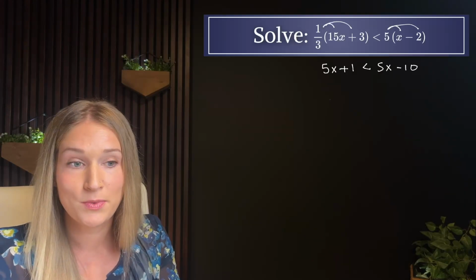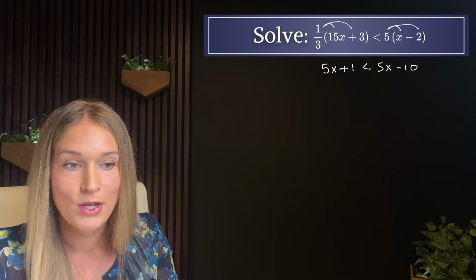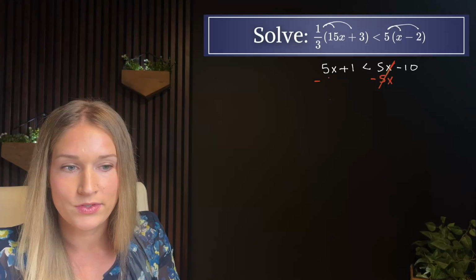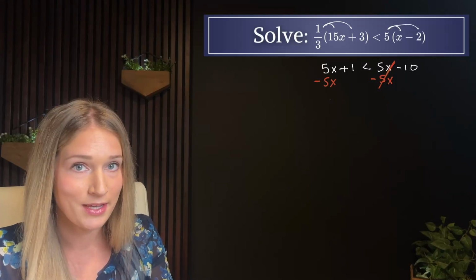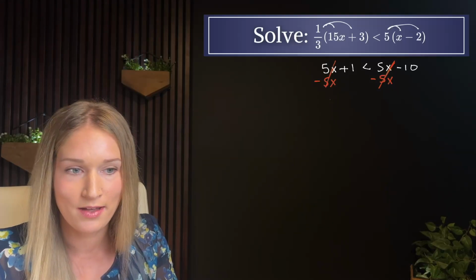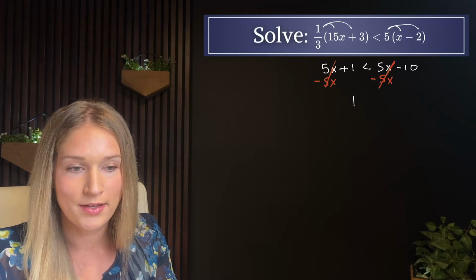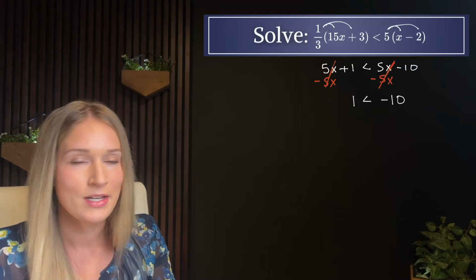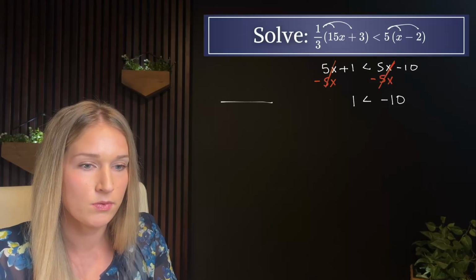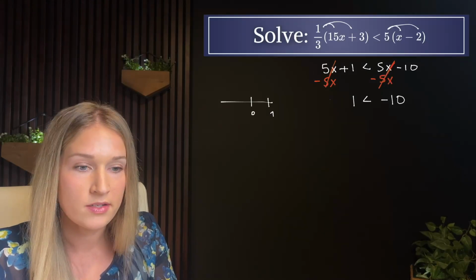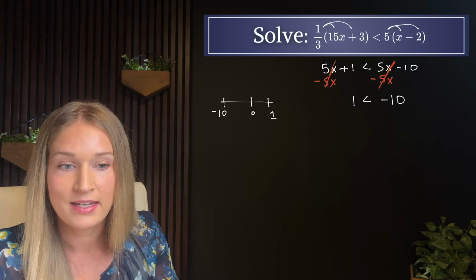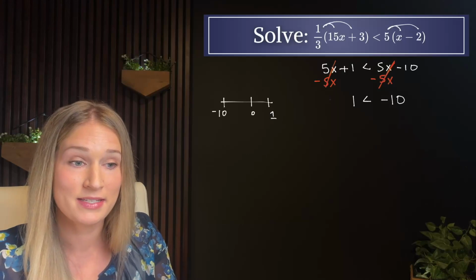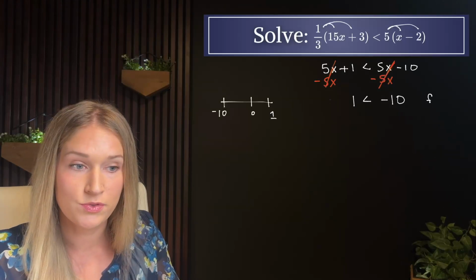Now, just like the last one, I want to get all of the variables together. So I'm going to take all 5x's away from the right, and then I have to do the same thing on the left. But notice they're all going to cancel on the left as well. So I end up with 1, positive 1, is less than negative 10. Now I know that 1 is less than 10, but if you look at a number line, 1 is on the right and negative 10 is on the left. So positive 1's actually going to be bigger than that, which makes this not a true statement.